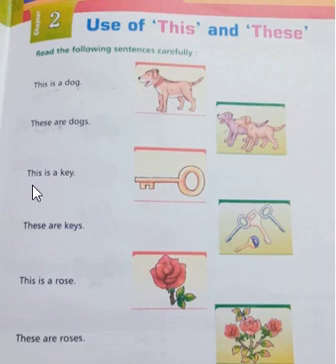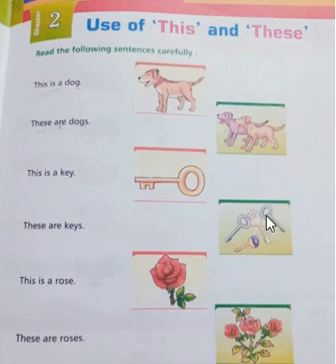Let's read the next sentence. What's written over here? This is a key. What is it? This is a key. This sentence is indicating that the key is here. That's why this is used, and with this is is used. And in case of many keys, we don't use this. We will use these.